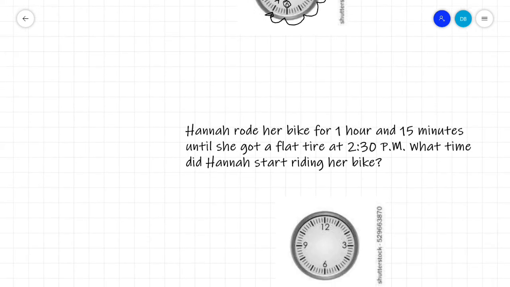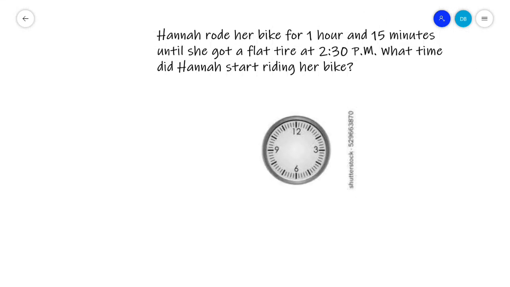Let's do one more. Hannah rode her bike for 1 hour and 15 minutes until she got a flat tire at 2:30 p.m. At what time did Hannah start riding her bike? Okay, so what I'm going to do is convert 1 hour and 15 minutes into just minutes to make my life easy for this one. So that is 75 minutes because 1 hour equals 60 minutes and 60 plus 15 gives us 75. So 2:30 is our end time. I'm going to put that here. 2:30.